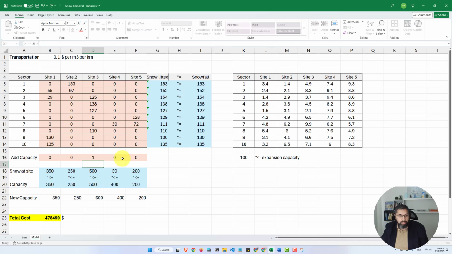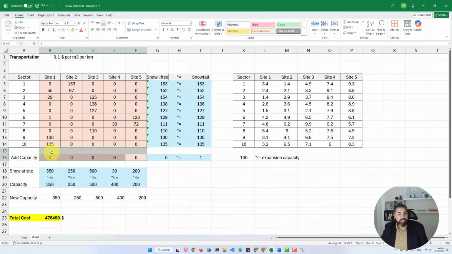I want to make sure I don't expand all of them, so I only want to expand one of them. So I'm going to sum these and make sure that this equals 1. So I only expand one of them, only one of these could be 1, and then I get the new capacity here, which I'm going to update the capacity constraint to use. So this will no longer be part of the constraint.